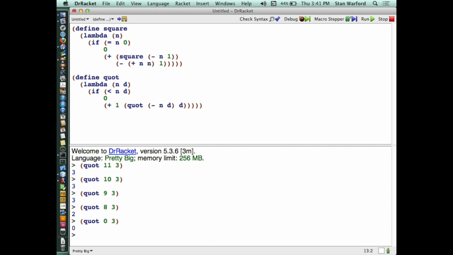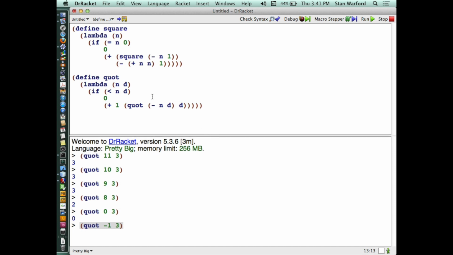And now, what would happen if I did this? What would happen if I did that? Actually, I don't think I want to do it. Shall I try it? Wouldn't it just be 0? What's the problem? Oh, it would be 0. I guess it wouldn't crash because this is less than, not equals. Yeah, it will be 0.